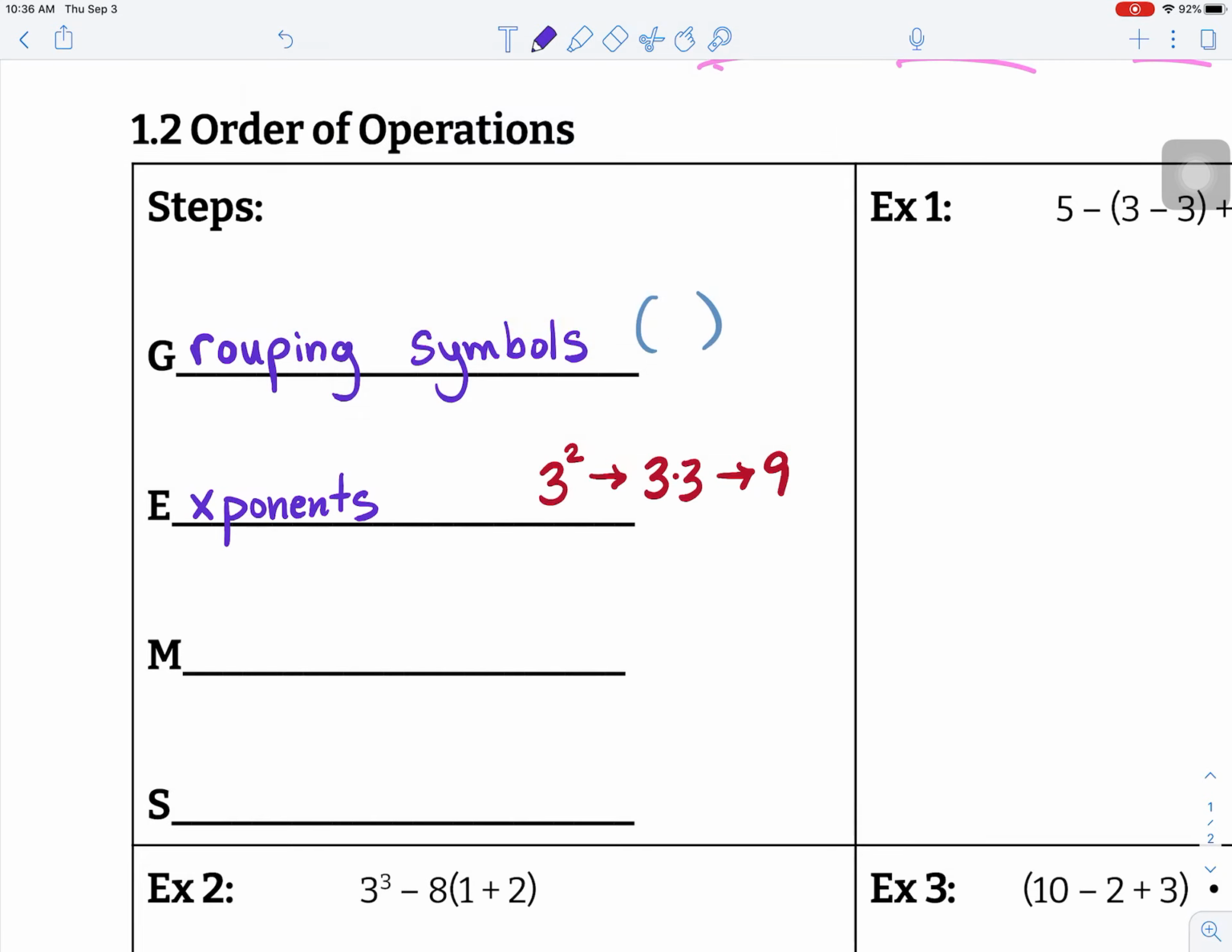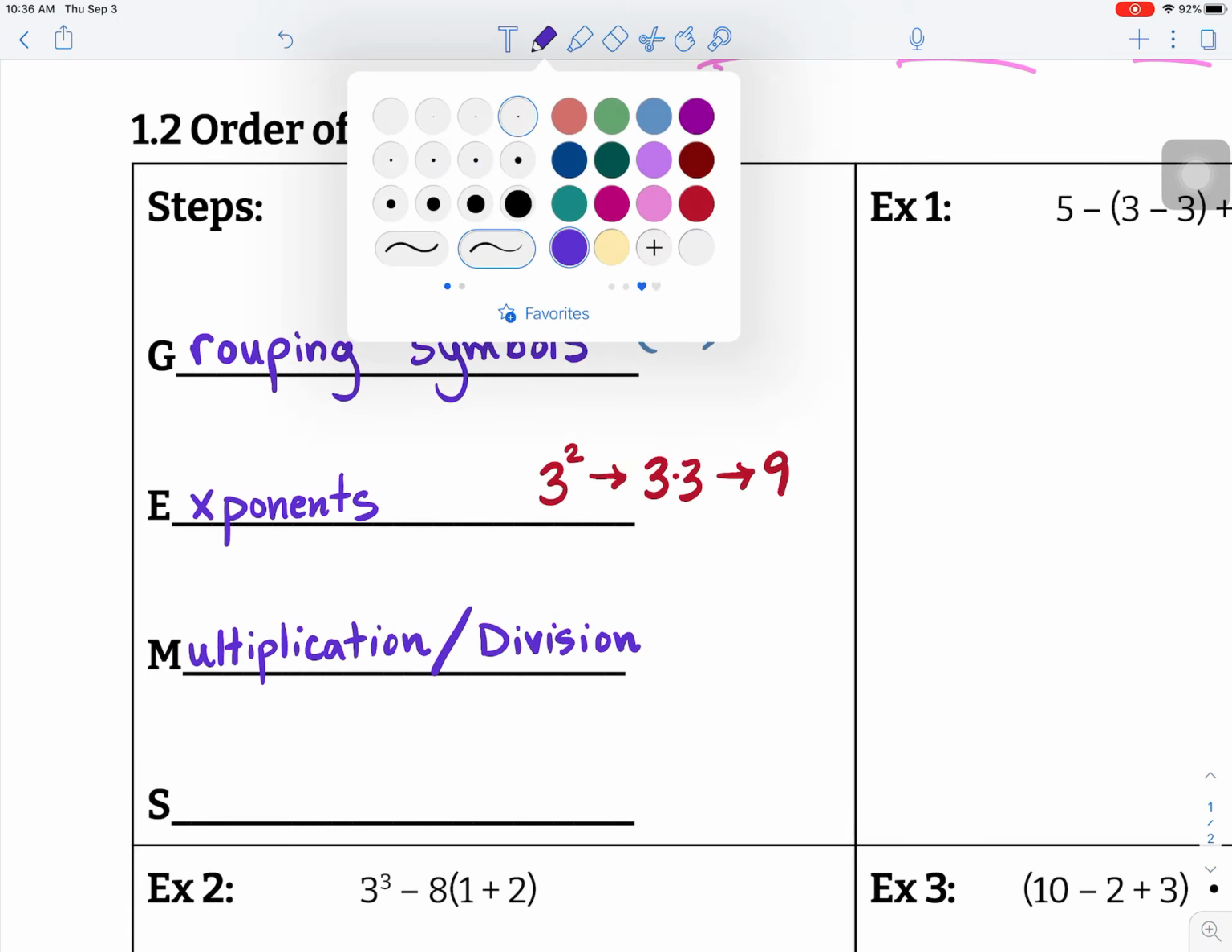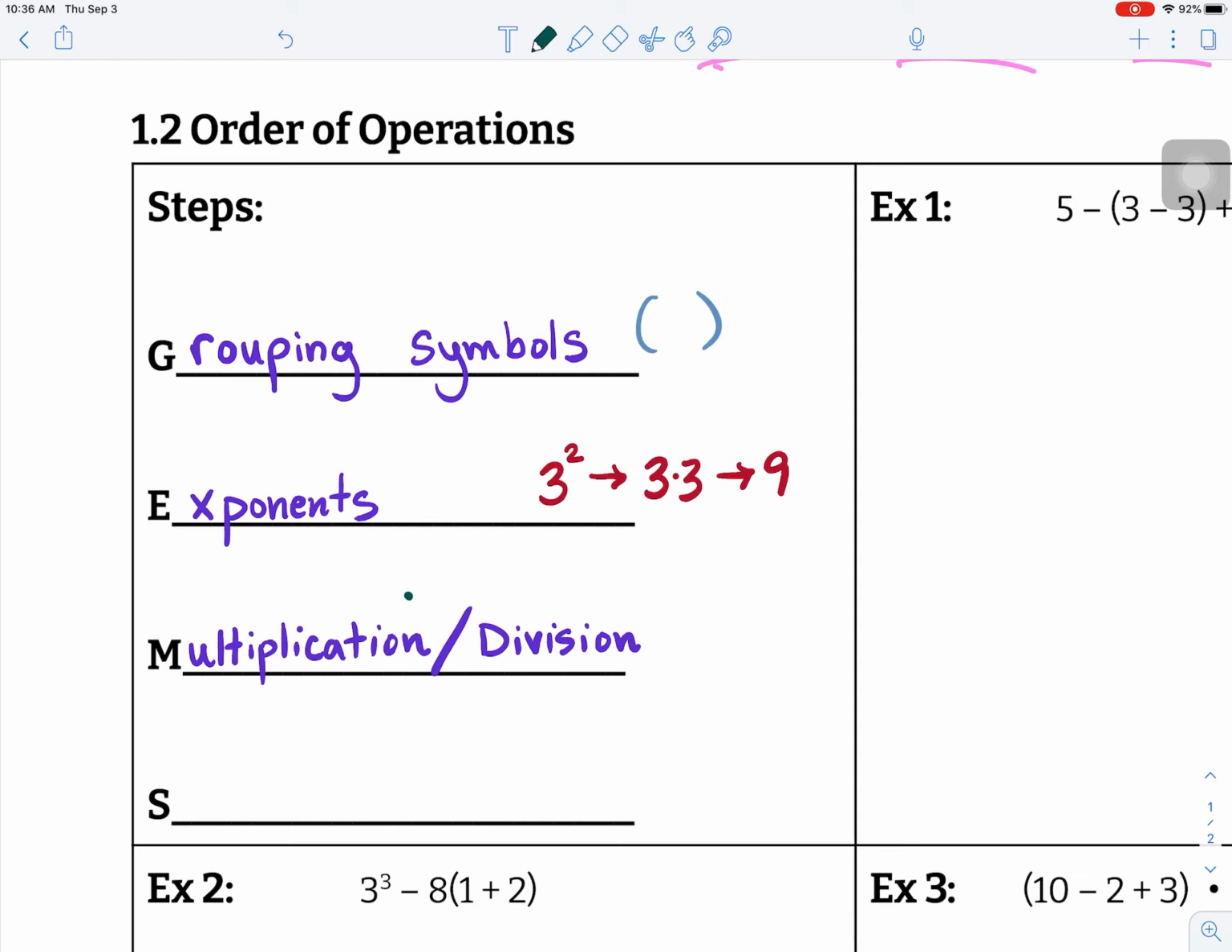Now the last 2 steps of GEMS get a little bit complicated because kids always think that the M stands for only multiplication, but the simple fact is that GEMS sounds a lot better than GEMDIDS, because the M really stands for any multiplication and division. They're of equal importance. So I'm going to put a little slash. If you want to put the word and or, that's fine. Multiplication or division.